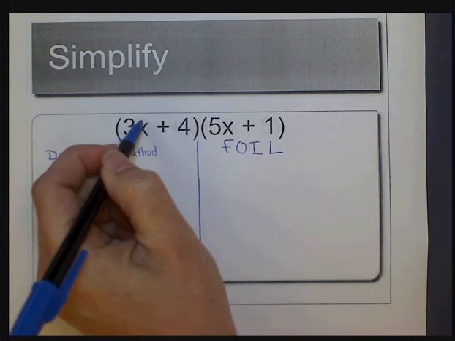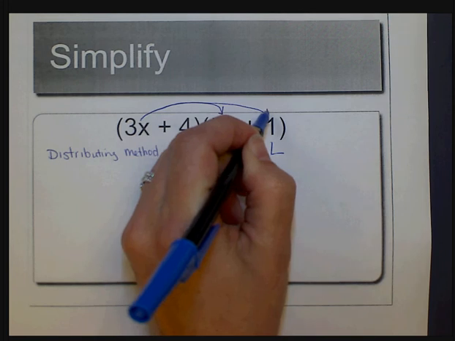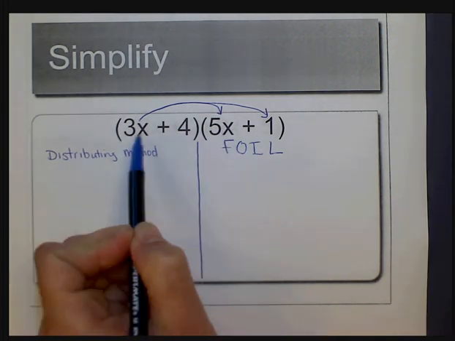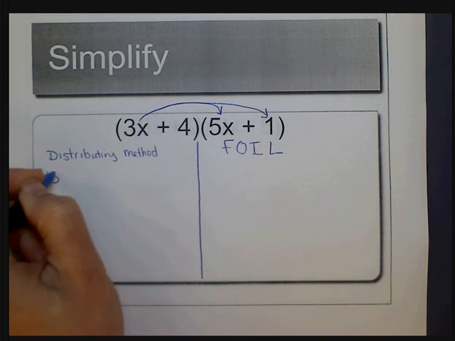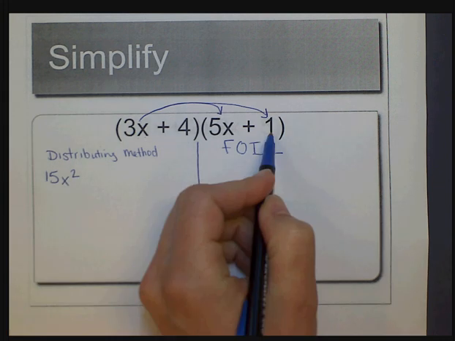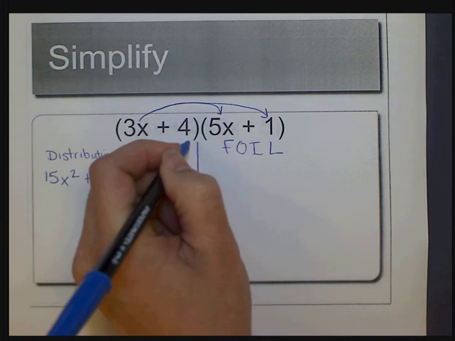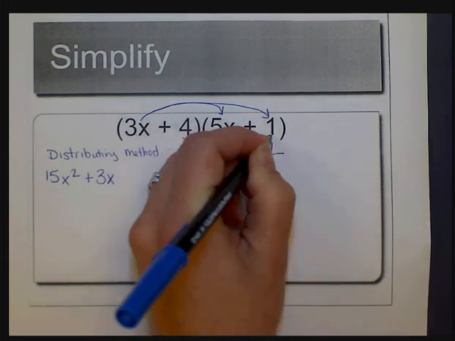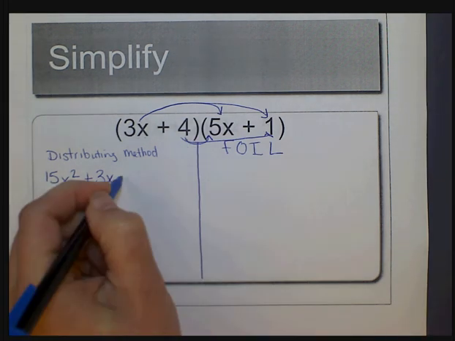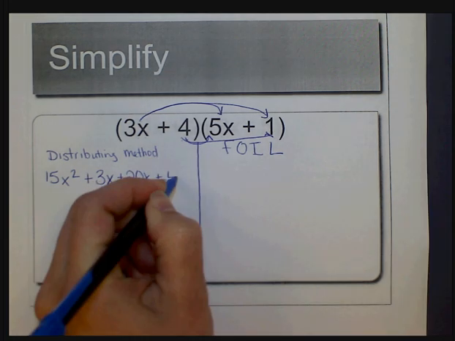So I'll take the 3x and I'll multiply it by 5x. And I'll take the 3x and I'll multiply it by the positive 1. So 3x times 5x, well 3 times 5 is 15. X times x gives me x squared, and then 3x times 1 will give me a positive 3x. And then I'll distribute the 4 to both things inside the parentheses. So I do 4 times 5x to give me 20x, and 4 times 1 to give me a positive 4.